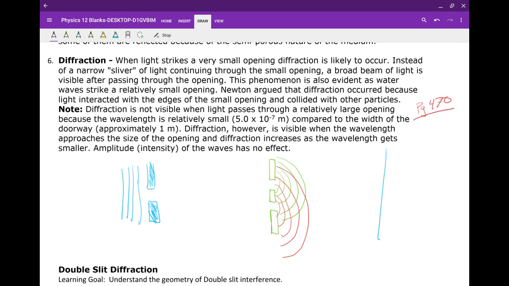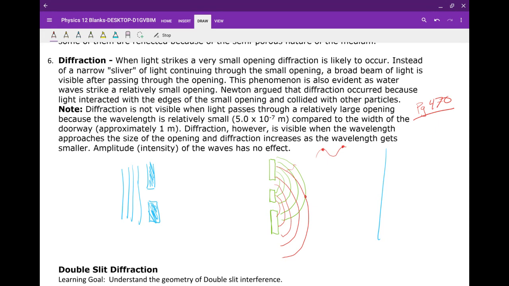Now remember that these are wave fronts, and so these lines are actually crests of your waveform. Two adjacent lines would be two crests, and there would be a trough in between, kind of like this: crest, trough, and so forth. So the green lines and the red lines have that scenario.